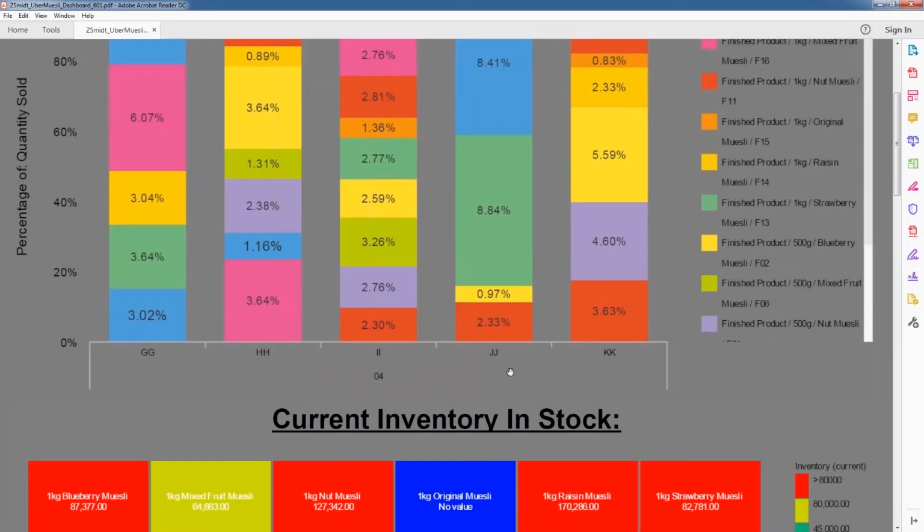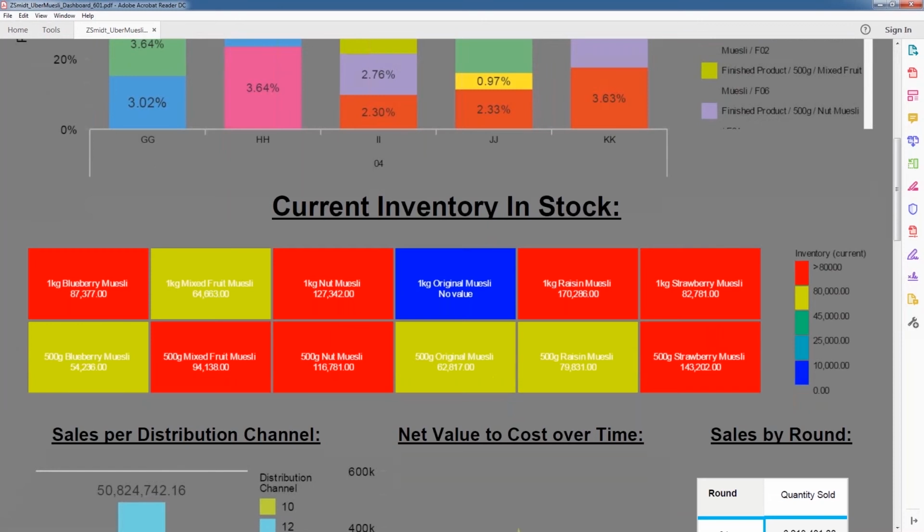Going down to current inventory and stock. When selling items, it's key to know what your on-hand inventory consists of. Since we're aiming to sell inventory as fast as possible, this dashboard allows the user to see exactly how much of a particular product we retain in inventory in order to take appropriate action.